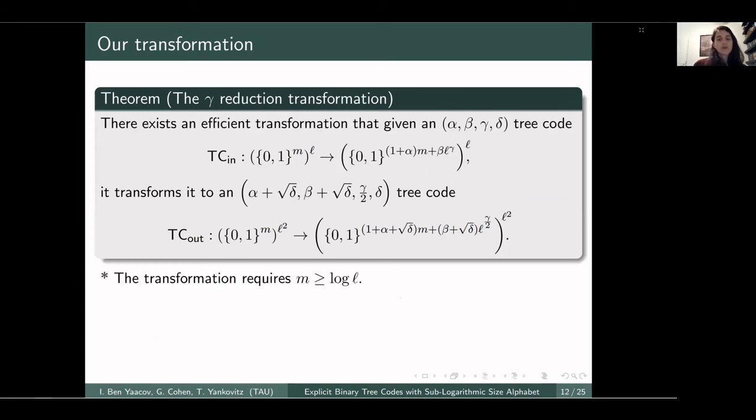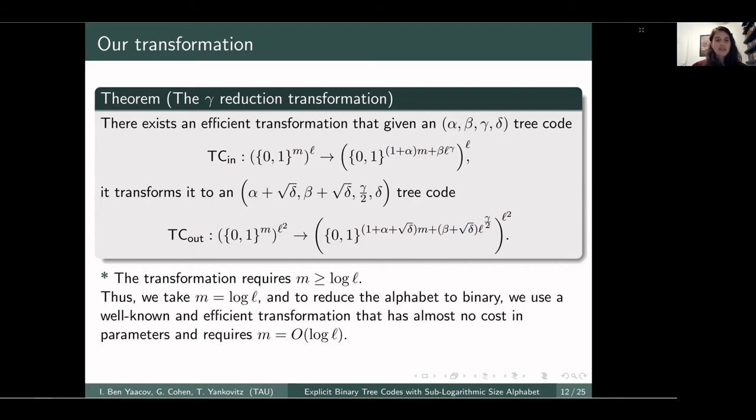A small note I want to mention. Our transformation requires that m is at least logarithmic in the depth of the tree, which doesn't allow us to feed it with a binary tree code, hence also not achieving one. However, we can take m to be log L, and use a well-known and efficient reduction to binarity that has almost no cost in parameters and works for the regime of m equals log L.